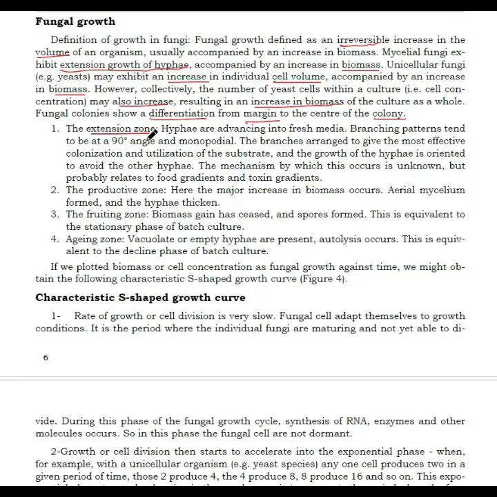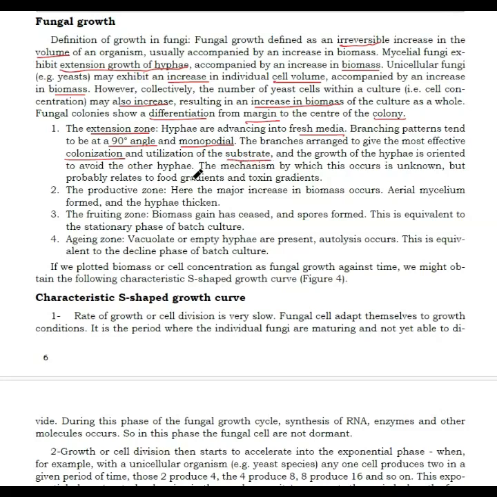What is the extension zone? The hyphae are advancing into fresh media, and branching patterns tend to be at a 90-degree angle and monopodial. What does the term monopodial mean? That the tip part is growing actively and elongating. So branching is at a 90-degree angle, and the branches are arranged to give the most effective colonization and help in utilization of the substrate.